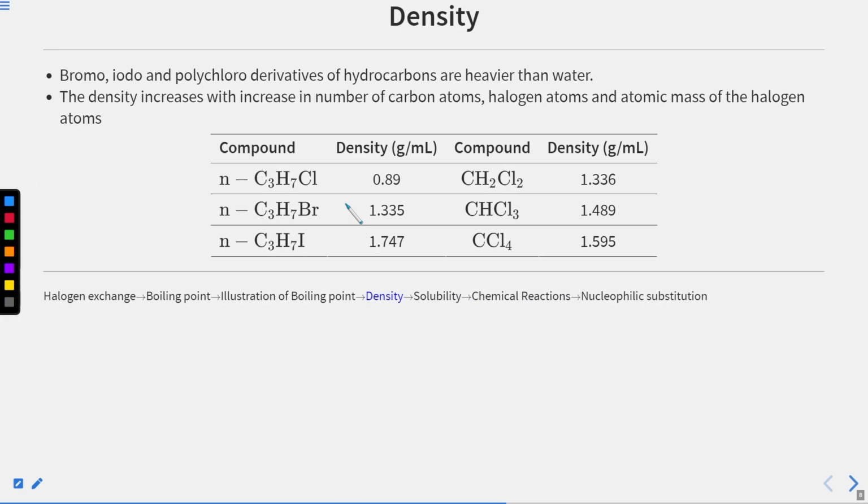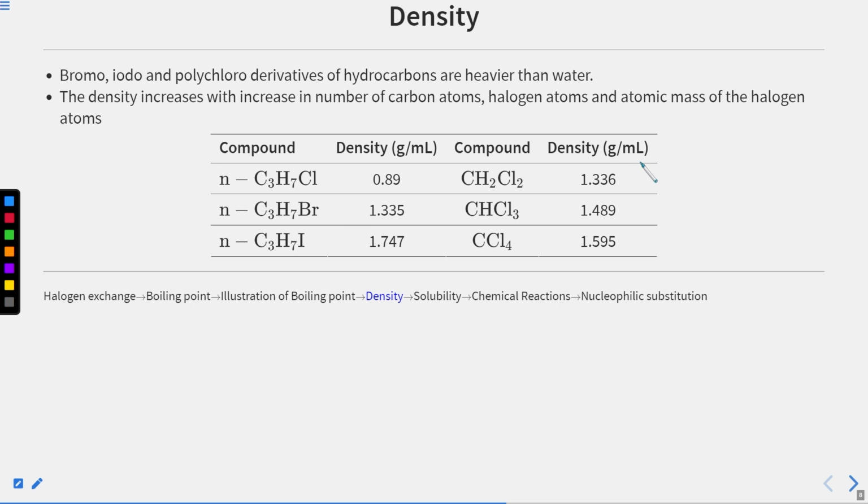Next we have the density. The bromo, iodo, and polychloro derivatives of hydrocarbons are heavier than water. The density increases with the increase in the number of carbon atoms, halogen atoms, and atomic mass of the halogen. Therefore, they have a greater density.